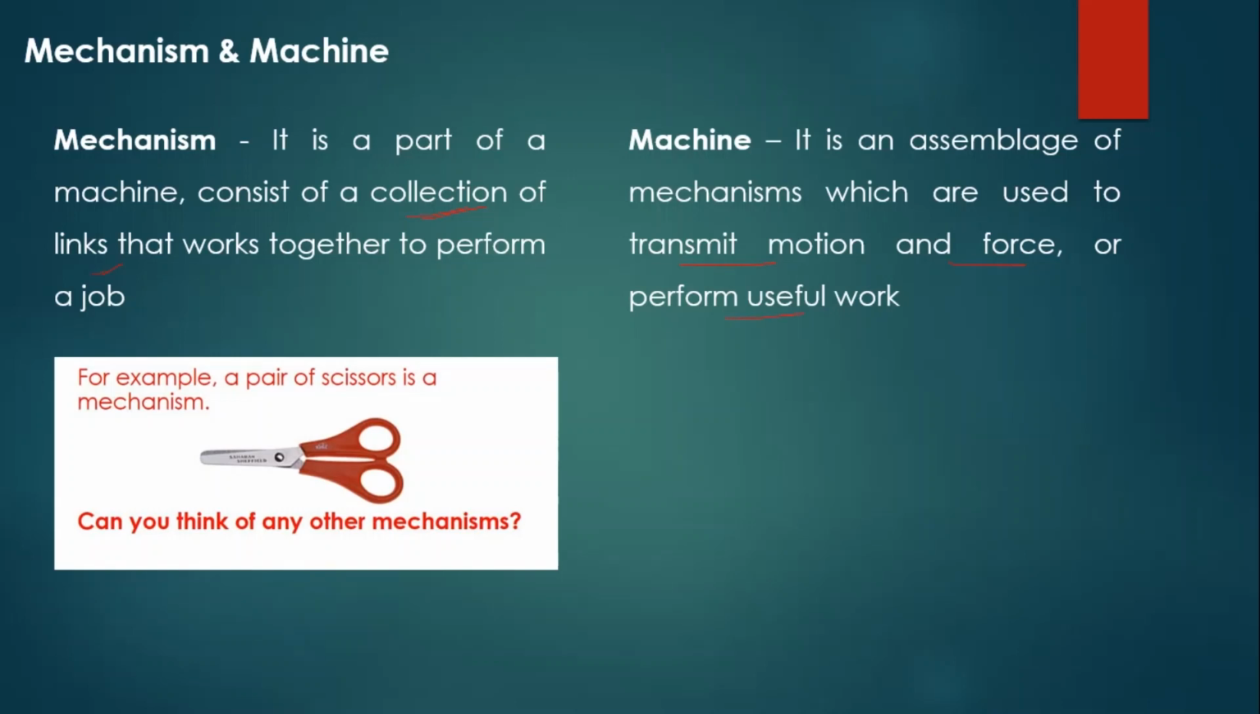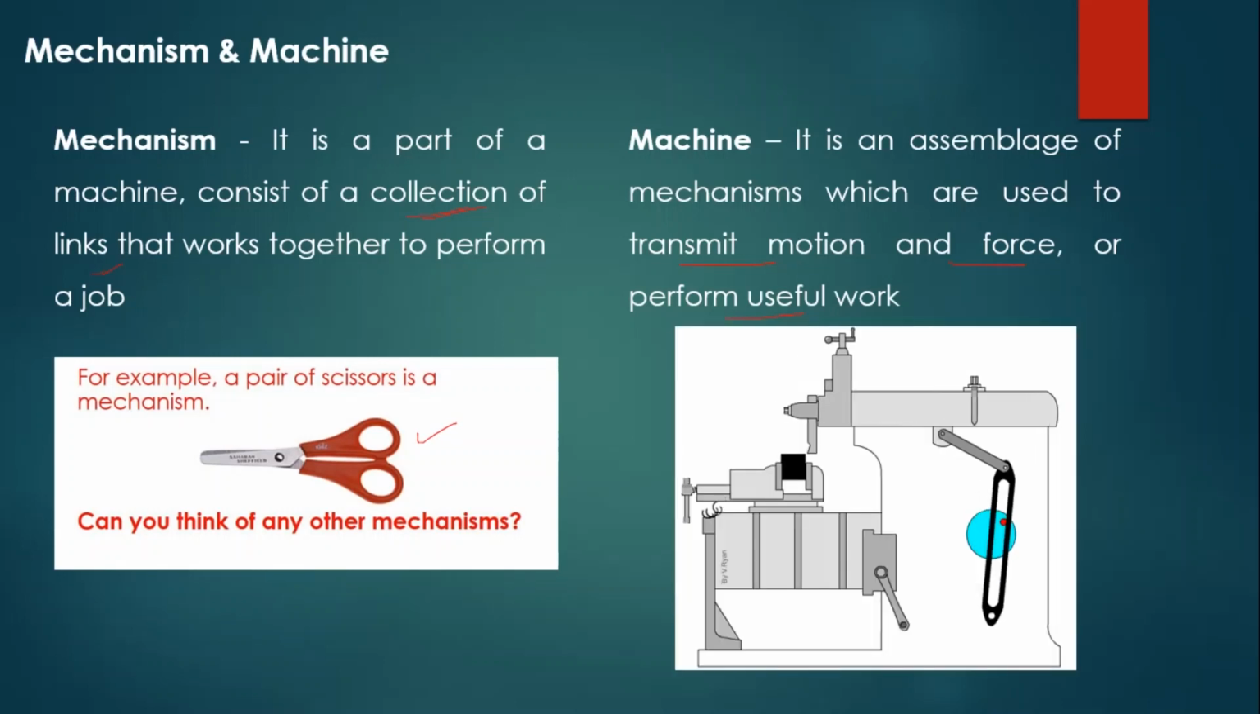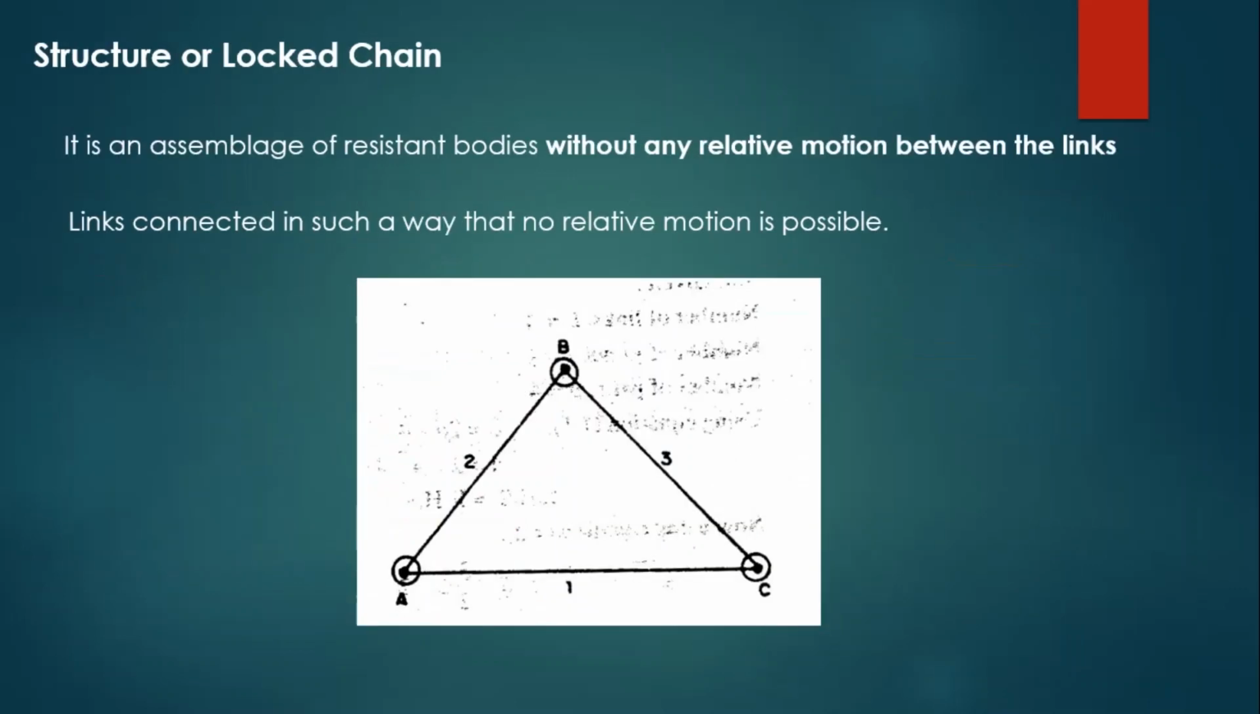A scissor is a mechanism. A scissor comes under a mechanism because a number of links work together to perform a job. Whereas a lathe machine is an assemblage of mechanisms. See here, a quick return mechanism is there. With the help of this mechanism, we can give input and we can get output, right? So this is the difference between machine and mechanism.